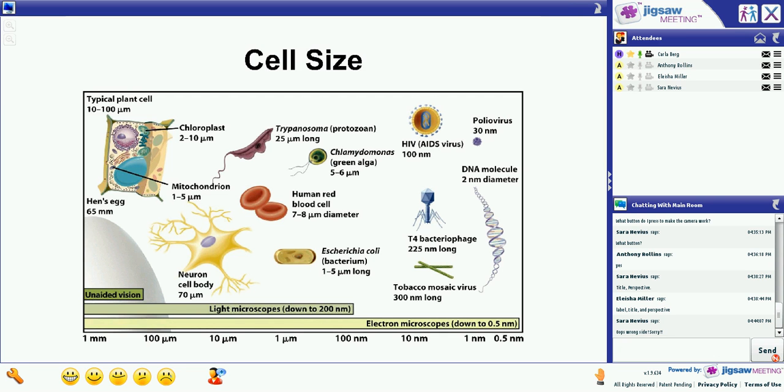And then you have a hen's egg, which is a single cell. It is 65 millimeters. You have neurons. You have human red blood cells up here. You have E. coli, which is a bacteria up here. You have viruses, which aren't cells, but I put them up here for size comparison.